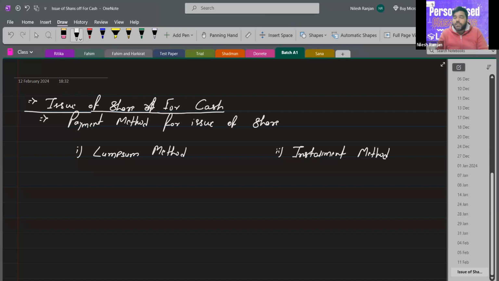We are writing application and allotment together here in lump sum method because there is no separate installment for that. You can remove the first call, final call, but you have to include application and allotment together if there is a lump sum. Both amounts are paid together in lump sum. That's why we have to write application and allotment. Okay, sir. So this is lump sum method.